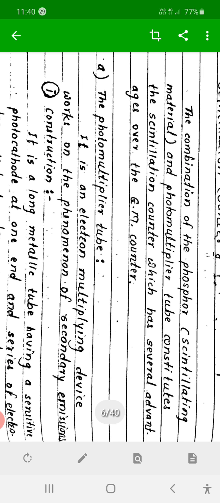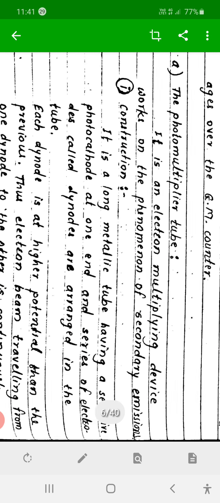The scintillation counter has several advantages over the GM counter. We will discuss them later on. The first part of the scintillation counter is the photomultiplier tube.